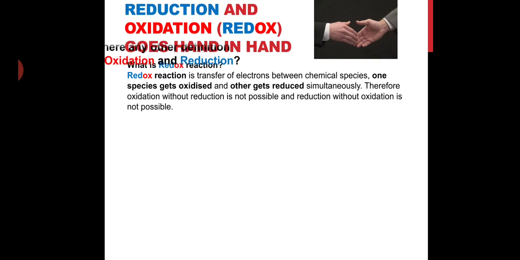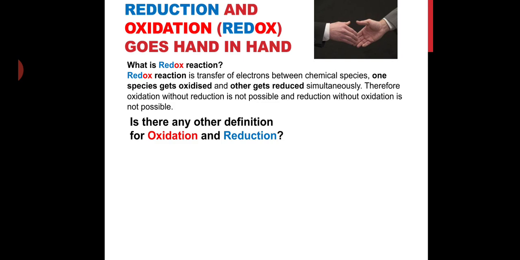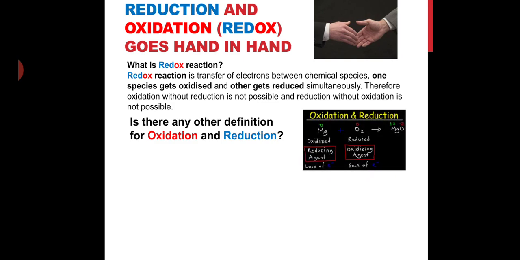Now the question is, besides defining oxidation and reduction in terms of electrons, is there any other definition for it? Look at this picture. Magnesium burns in oxygen and gets oxidized to magnesium oxide. During this process, the oxidation state of magnesium changes from 0 to +2, and oxygen's oxidation state changes from 0 to -2. Therefore, oxidation is increase in oxidation number and reduction is decrease in oxidation number.